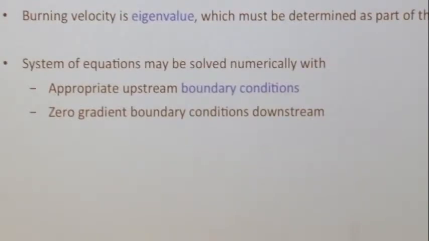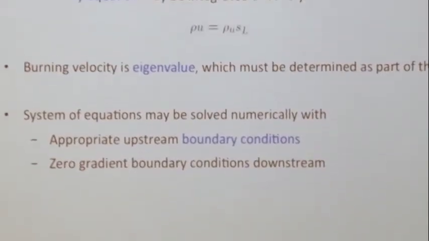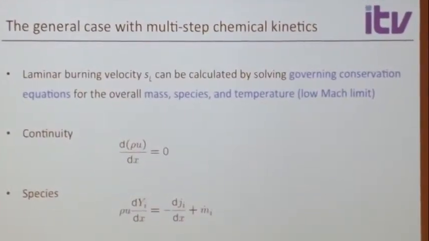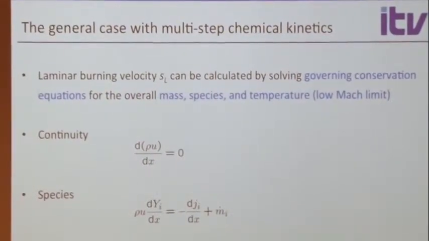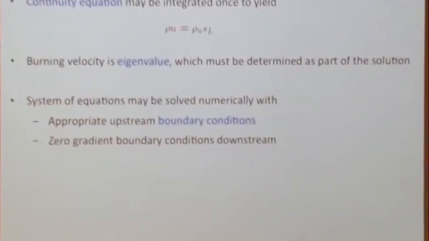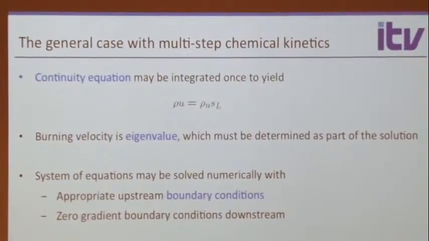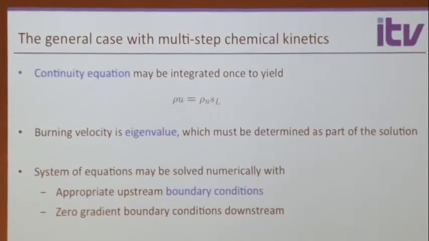Okay, these can be solved. As I said, you can integrate the continuity equation, it is trivial. Rho u is constant, or rho u is the same as the rho u at the inlet. The velocity at the inlet, of course, is the same as the laminar burning velocity. And so rho u at every point is the same as rho u at the inlet times SL. So you see that's how SL comes in.